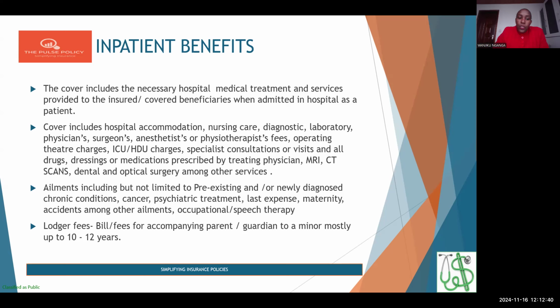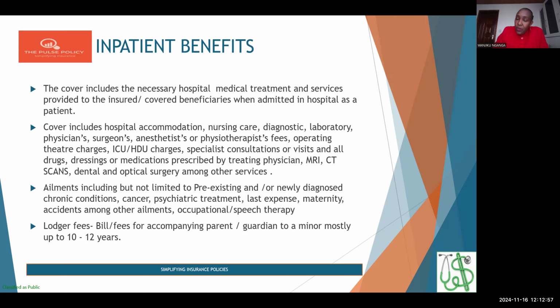We have something we call lodger fees. These are bills that are paid for accompanying parents or guardians to minors. So you also need to understand, if you have a minor, at what age are you allowed to accompany the child into the hospital? This one, in the policy, you're going to find it's called lodger fees.